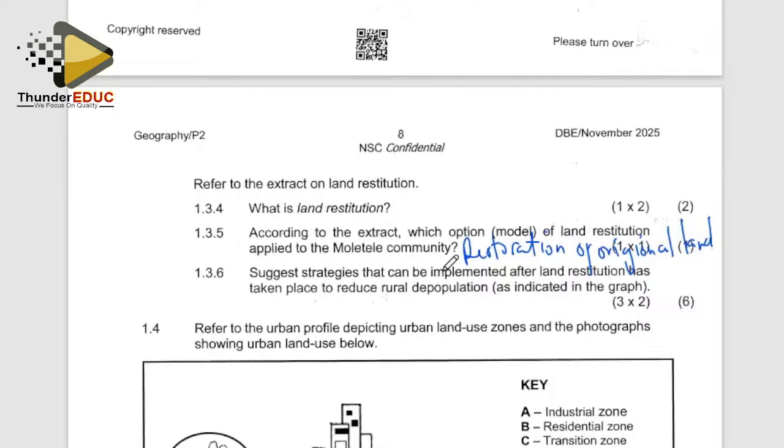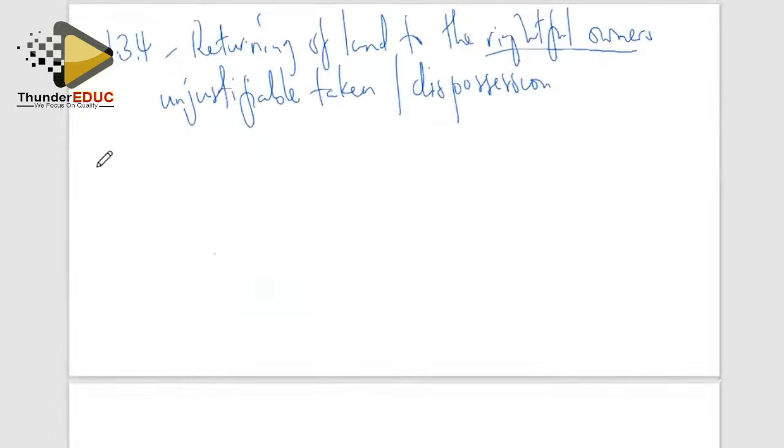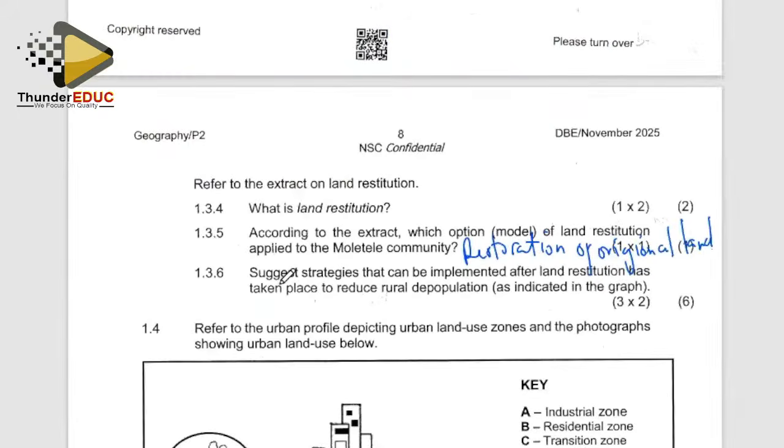Then it suggests strategies that can be implemented after land restitution has taken place to reduce rural depopulation. We want to reduce the trend of rural depopulation after land restitution. I think this is not a general question. We are understanding that there is a measure that has been put in place. There has been land restitution, but there is something that must be done to reduce rural depopulation after the process of land restitution, which means that land restitution must come with a full package to support its success so that we solve the geographical problem of rural depopulation. So what must we do?